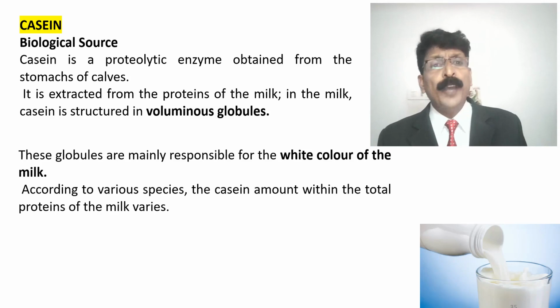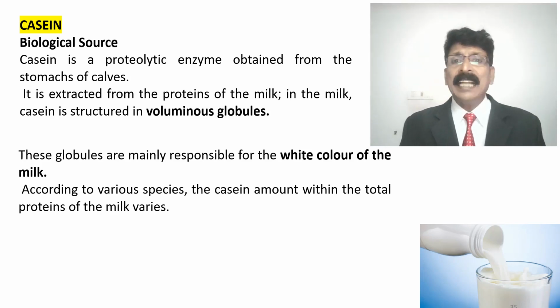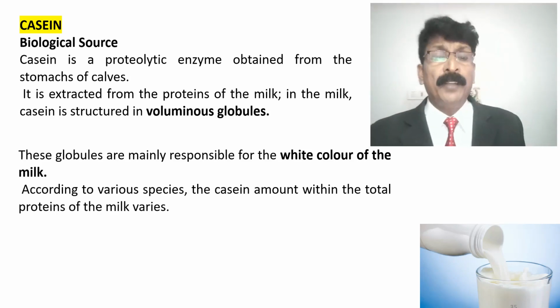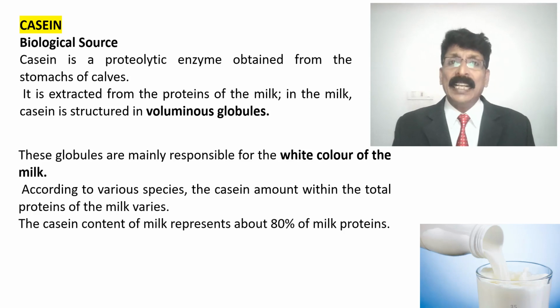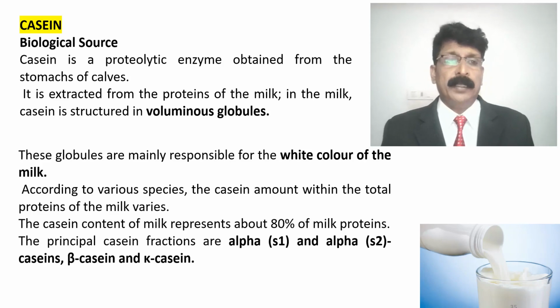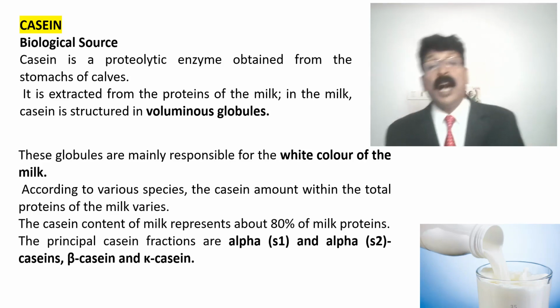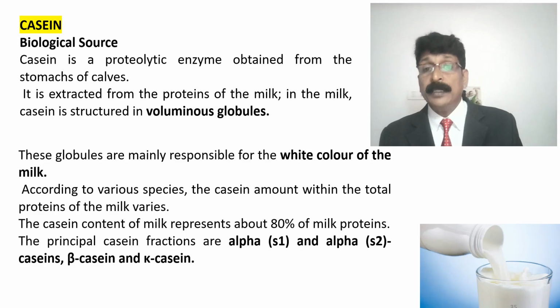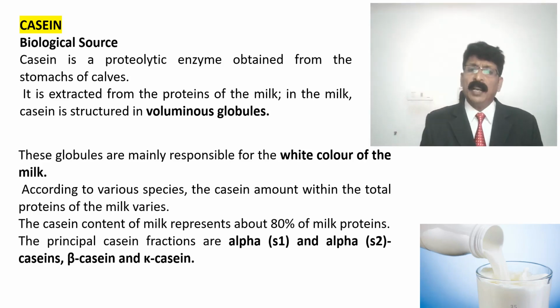According to various species, the casein amount within the total protein of the milk varies. The casein content of the milk represents about 80% of the milk protein. The principal caseins are alpha S1 and alpha S2 casein, beta casein and kappa casein.